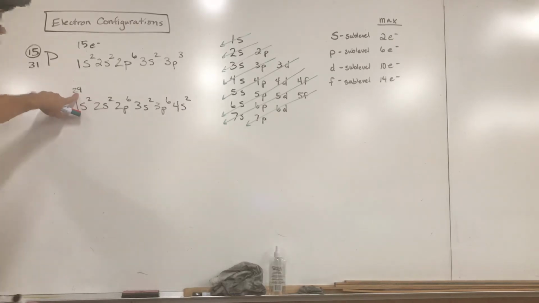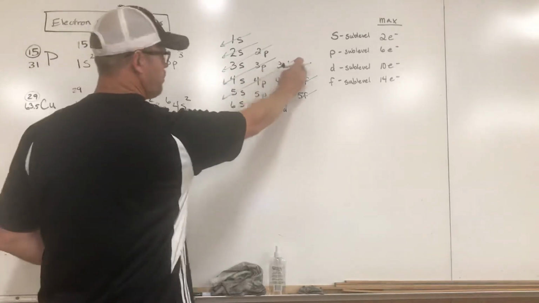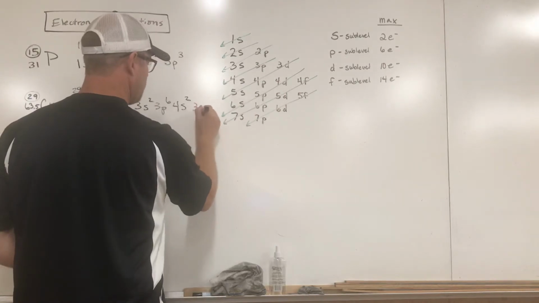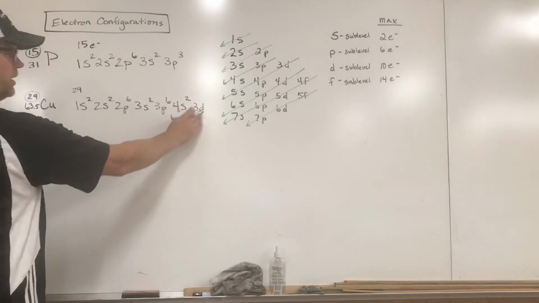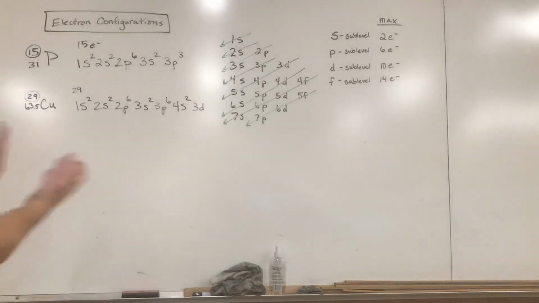Okay, where are those 9 going to go? Look what comes after 4s: 3d. Here's the first part where we find it's kind of a weird order. You would think 3d goes here, but this is where the third shell and the fourth shell kind of overlap and get squished together, and it doesn't fill up the way you would think.